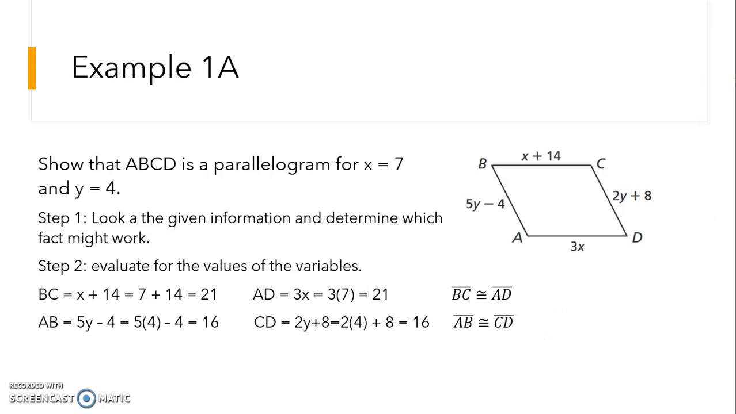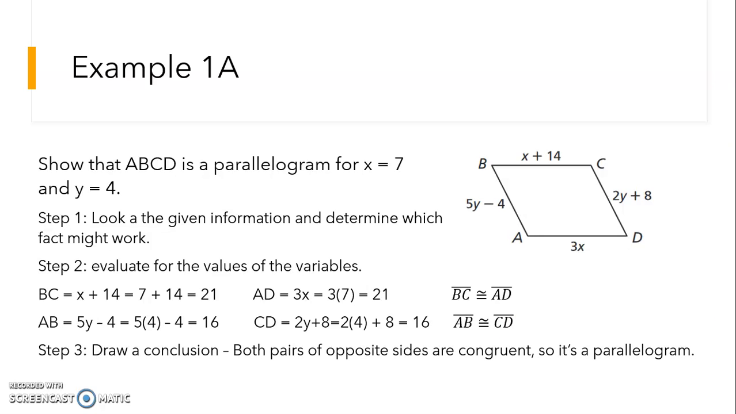So the last step is to actually write that down. Okay, so I showed my work, and you have to show your work on these questions. It's very important. I've written down which sides are congruent. Now my last step is to say that both pairs of opposite sides are congruent, so it's a parallelogram. And I need that last sentence. It's very important because that gives the reason as to why this is a parallelogram.